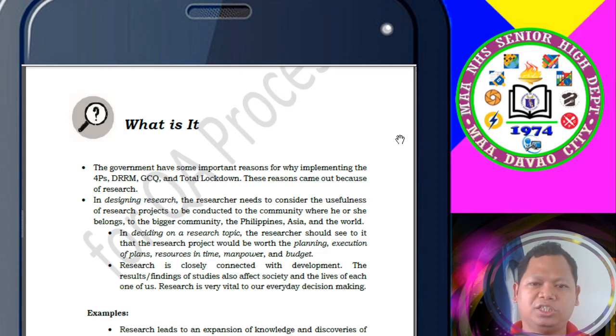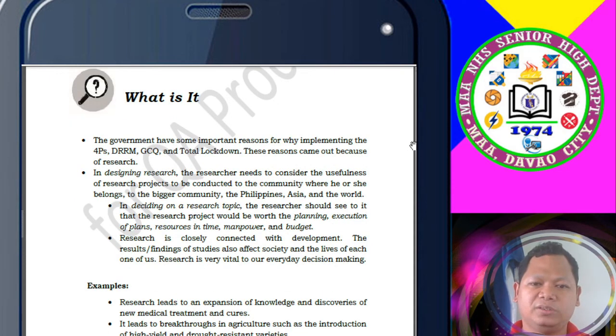In designing research, the researcher needs to consider the usefulness of the research project to be conducted to the community where he or she belongs: the government, the community, and the bigger community, the Philippines, Asia, and the world. In deciding on a research topic, the researcher should see to it that the research project would be worth the planning, execution of plans, resources in time, manpower, and the budget. So take note of this. Later when you conduct your study, these would be your constraints to look at. You should have the planning first. You do not conduct research without proper planning because it's a total waste of time and money on your part. Then execution of plans.